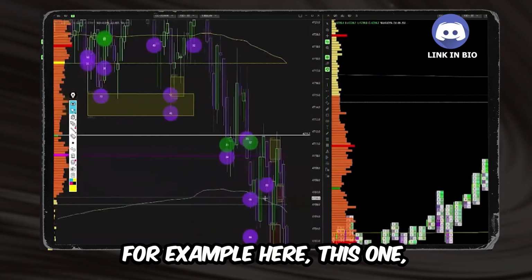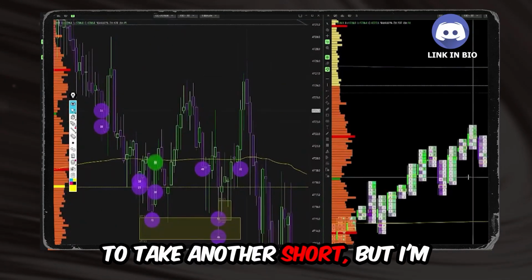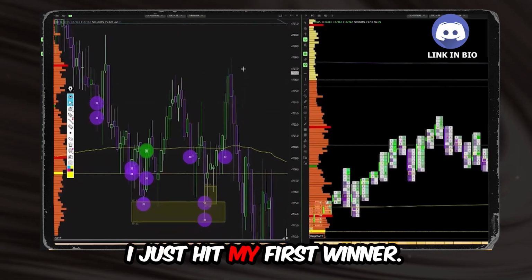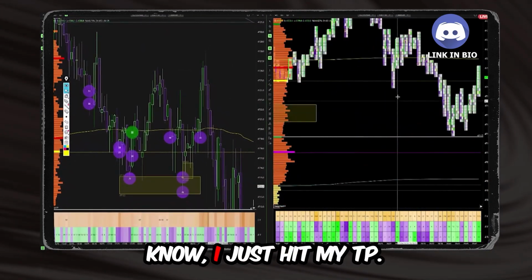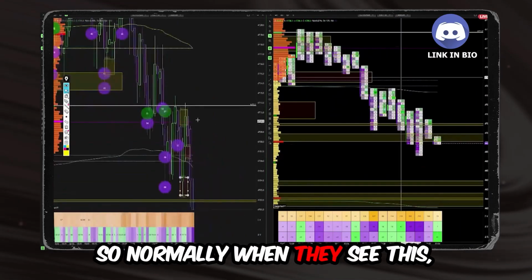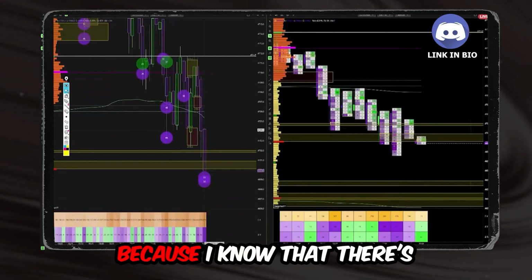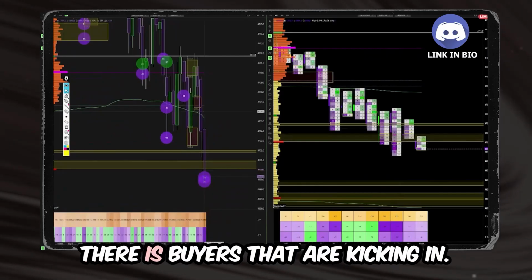For example, here. This one. This sweep up here, I wanted to take another short, but I'm like, bro, I gotta chill. I just hit my first winner. I just hit my TP. I don't want to trade again. I'll chill it out. So normally when it taps to my level, with all these aggressive sellers, I get excited because I know there's something cooking there. There are buyers kicking in.